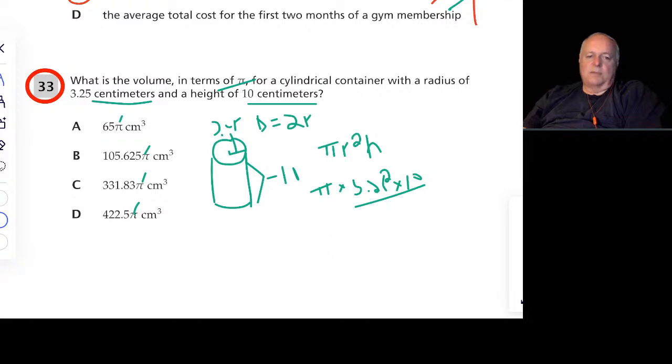So 3 times 3 is 9, and this is 3.25, so it's a little higher than that, right? Times 10 is 90. So our answer is a little higher than 90, which would be B. If you actually sweat it out and did 3.25 squared on your calculator and multiplied it by 10, you would get B.